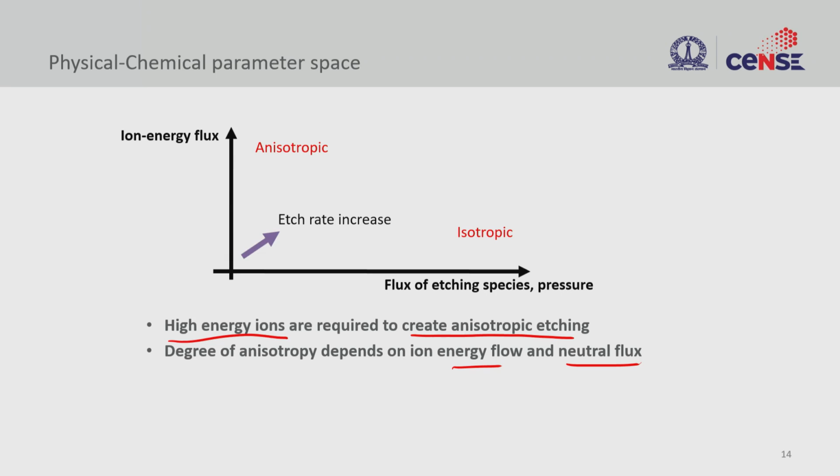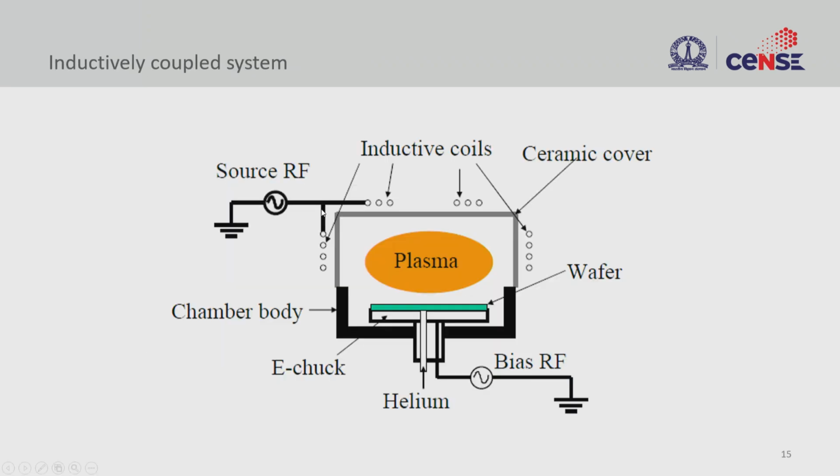So if the flux of your etching species is very high with very low ion energy, you will have an isotropic etch, right. Low neutral species and low ions coming in, you will have an isotropic etch. But if you want to have high energy ions with a reasonable flux of etchant, you will have anisotropic etching, right. And if you want to increase the etch rate, you should move in this direction, right.